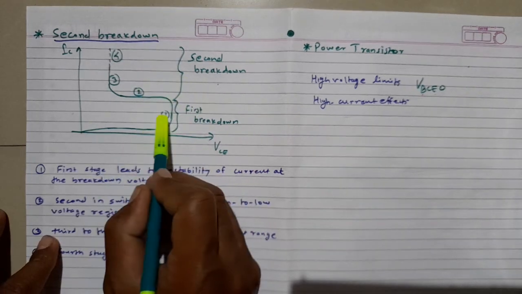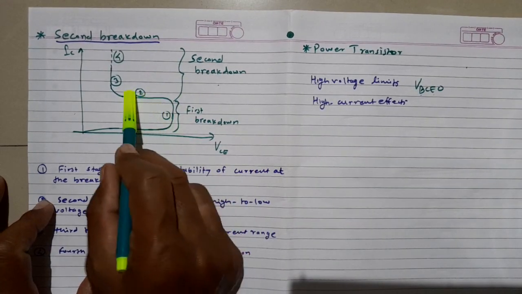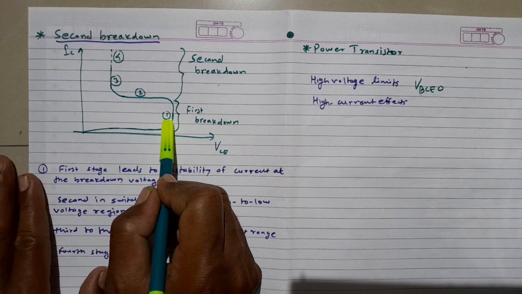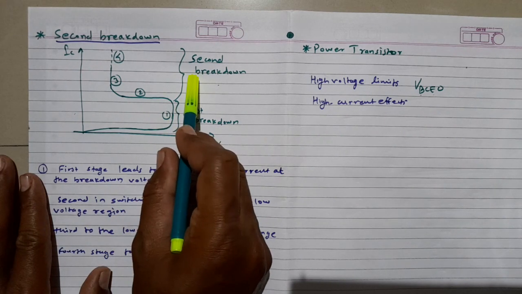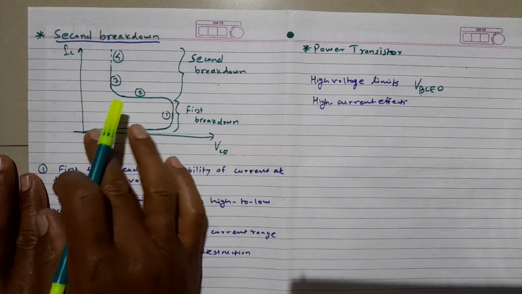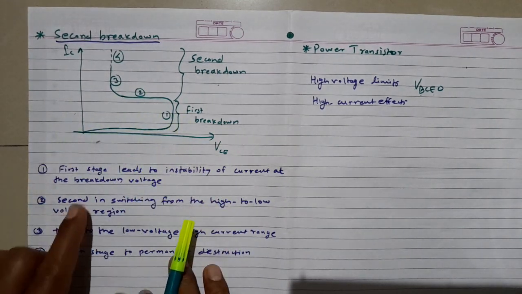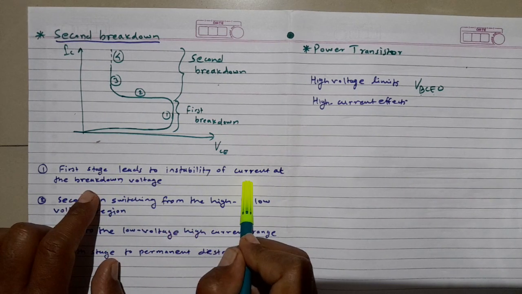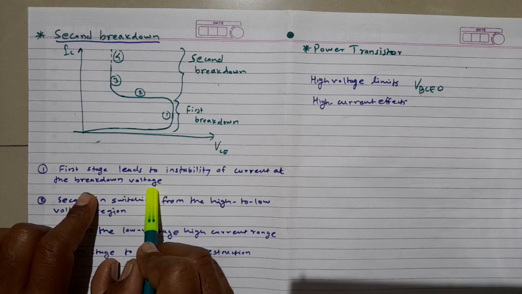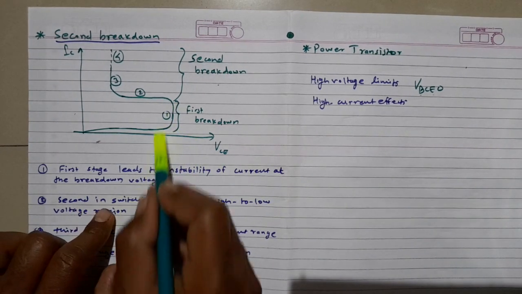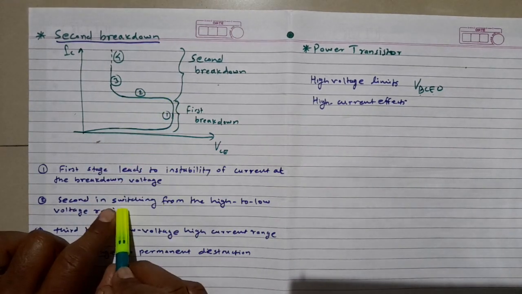Now in this figure we can see there are 4 stages of this breakdown happening, the first breakdown and the second breakdown. You can see the 4 different regimes. In the first stage, what happens leads to instability of the current at the breakdown stage. So here the instability happens.